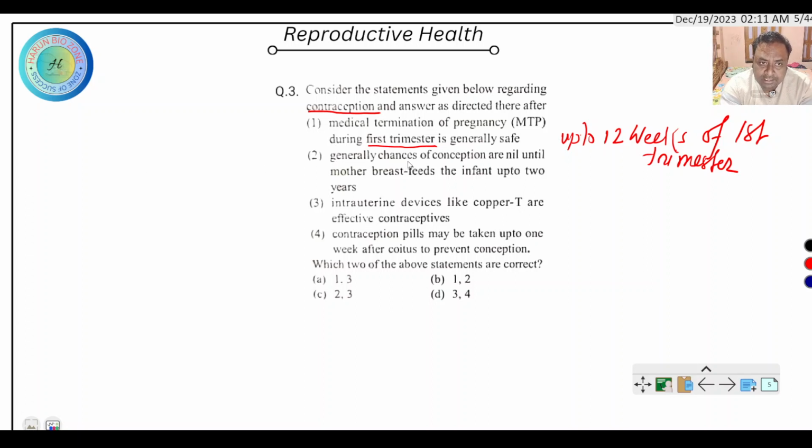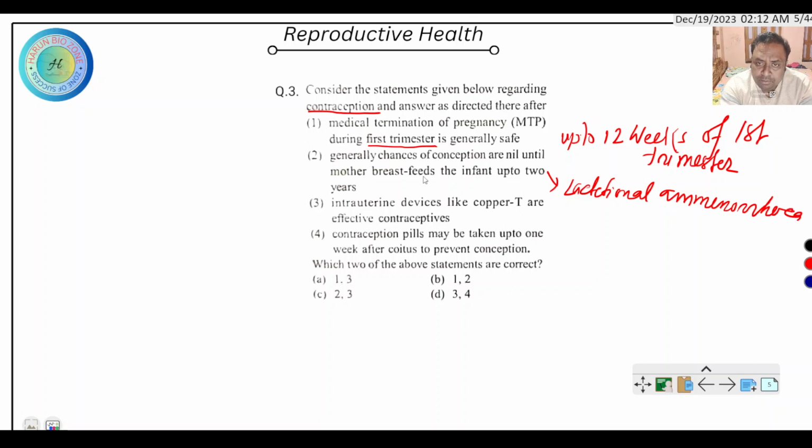Generally, chances of conception are nil until the mother breastfeeds the infant, up to 2 years. Generally, chances of conception are nil. This is called lactational amenorrhea.